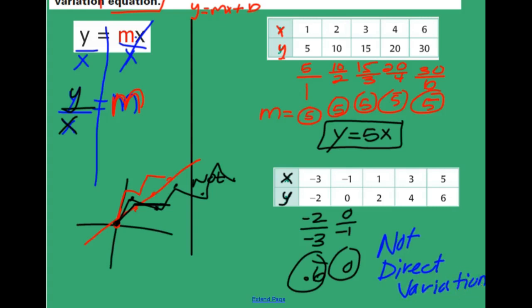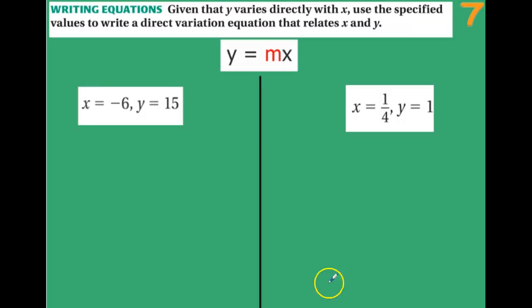This is some other equation. Now, here we have two more problems. Instead of giving us x's and y's in a nice table, they just gave us one set of x and y, and they want us to figure out what the slope is and to write an equation.